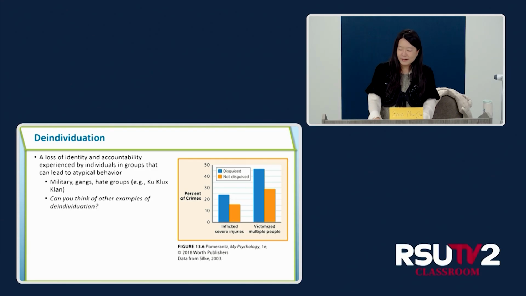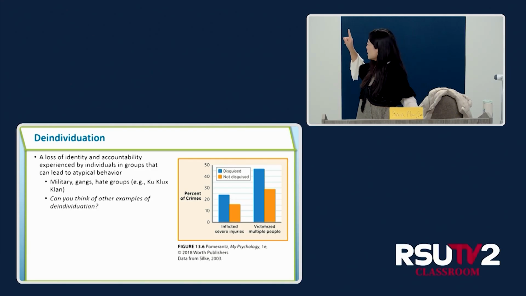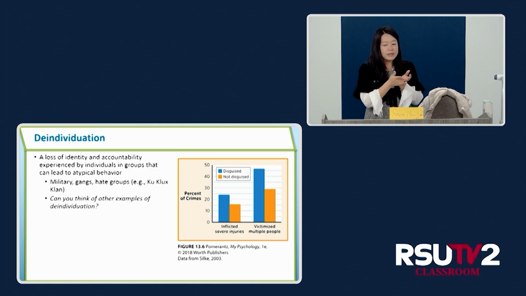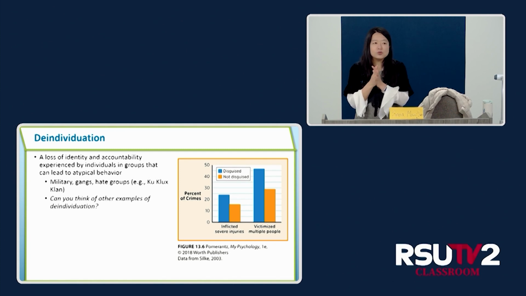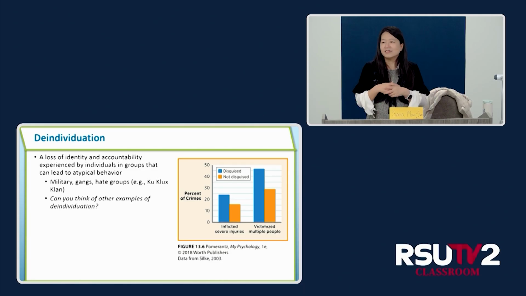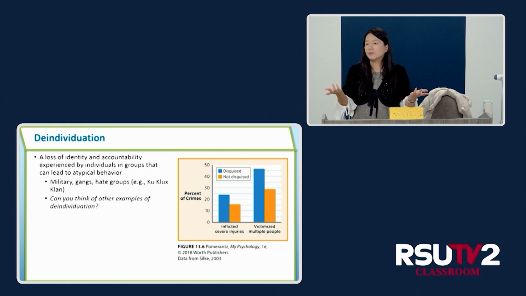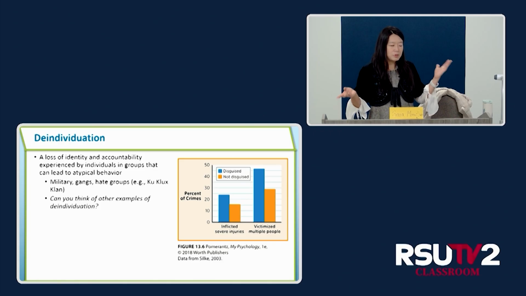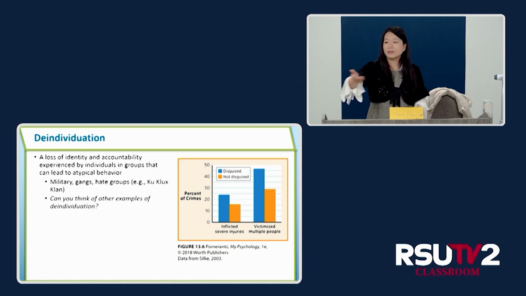Yeah. So de-individuation means you lose your identity and accountability, as experienced by individuals in groups. So you may behave differently when you wear a mask. Let's just say this is like a party with masks, so nobody will recognize you. Maybe you are wearing a cat mask or a dog mask, and nobody will recognize you, and you may act differently. Maybe you are a very shy person, but at that party, you can be more bold and just pretend to become a very bold person, possibly.